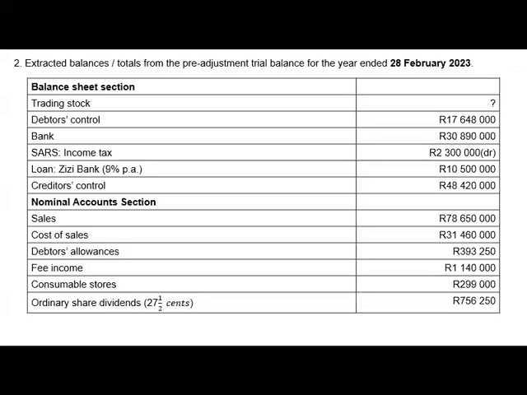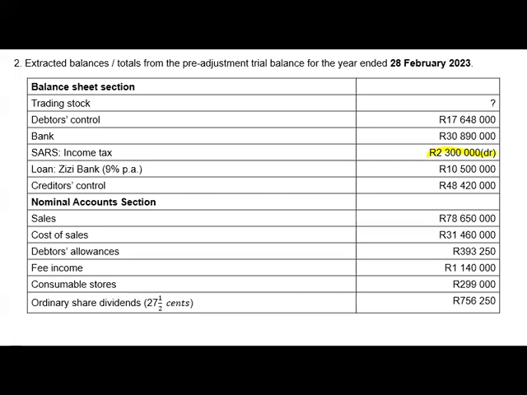Now, I will go to the balance sheet for this year. We don't have trading stock for this year. We have debtors control, bank, sales, income tax. I might use that. If it's on the debit side, it means those are your provisional payments for the current year. We've got loans, ZZ Bank, we have creditors control for this year. That must go to trade and other payables.